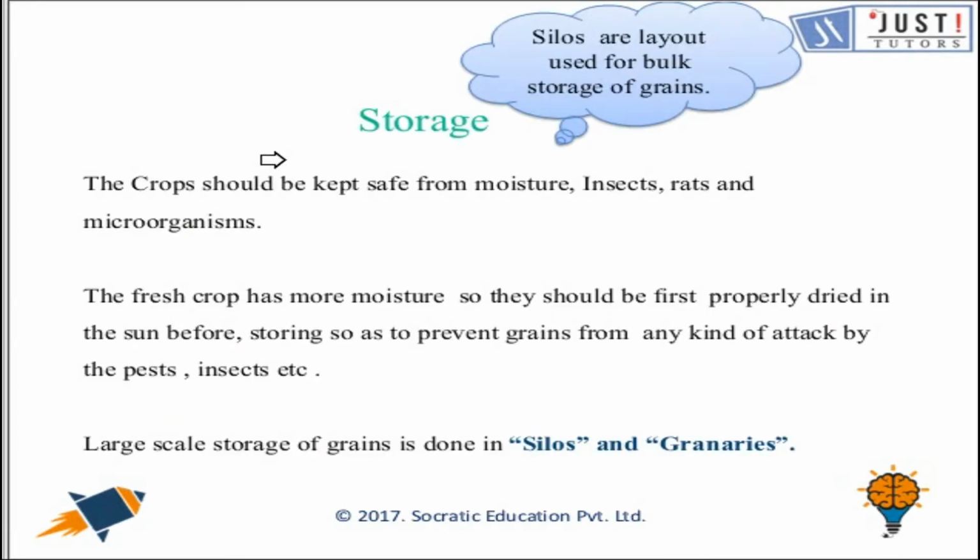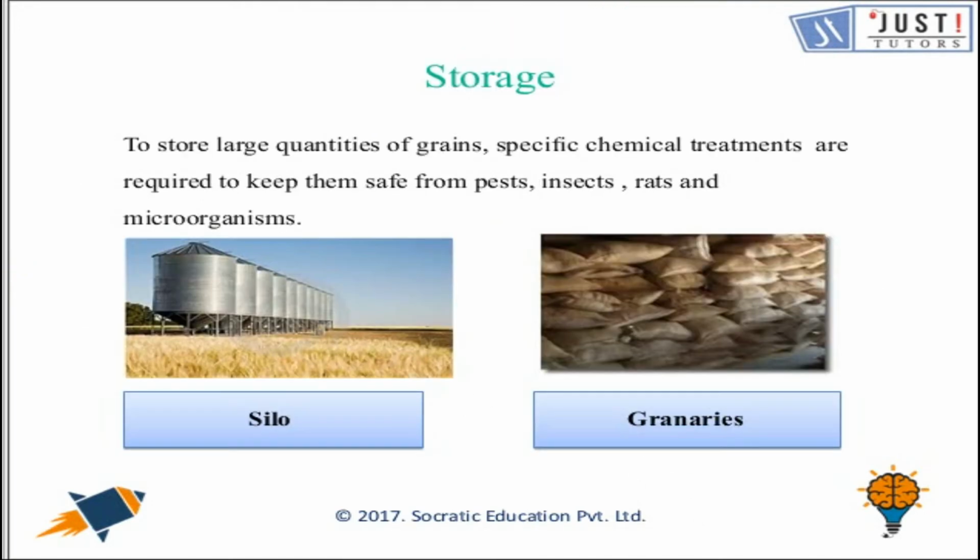Now, the last stage of crop management is storage. To protect our crops from moisture, insects and microorganisms, we store them properly. For that, we use silos and granaries. Silos are basically large bins in which we store our seeds, and granaries are spaces in which we store our seeds, also called storage grounds.